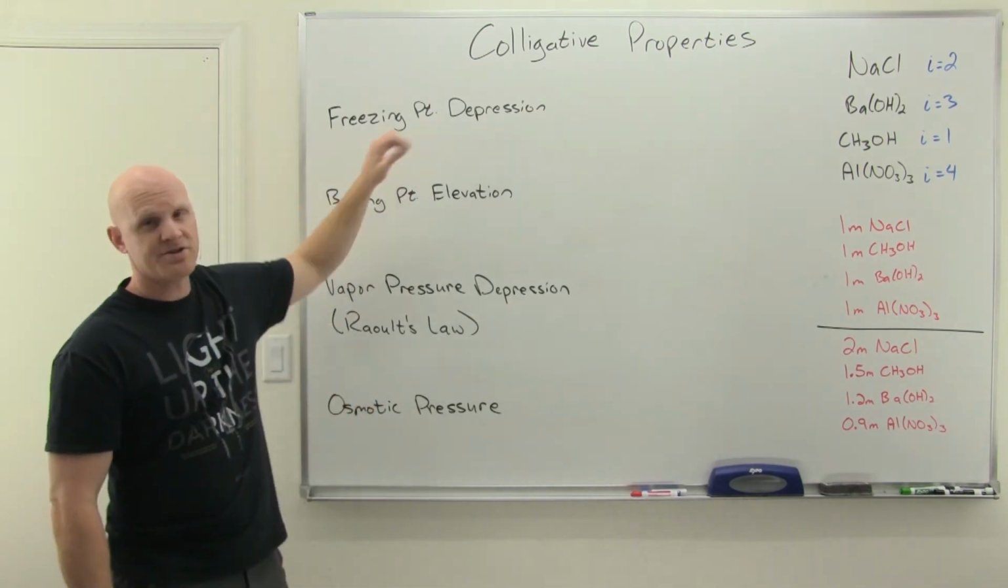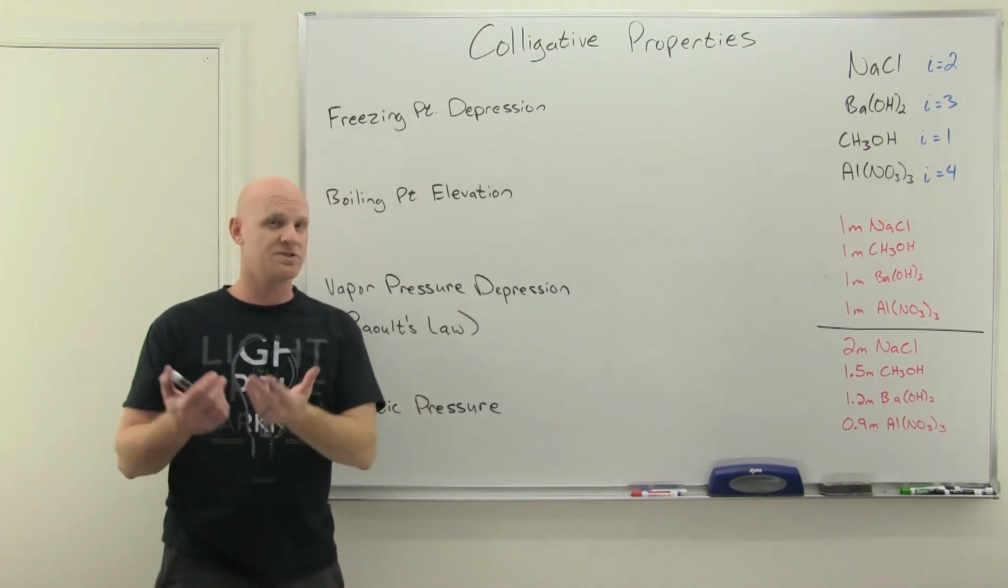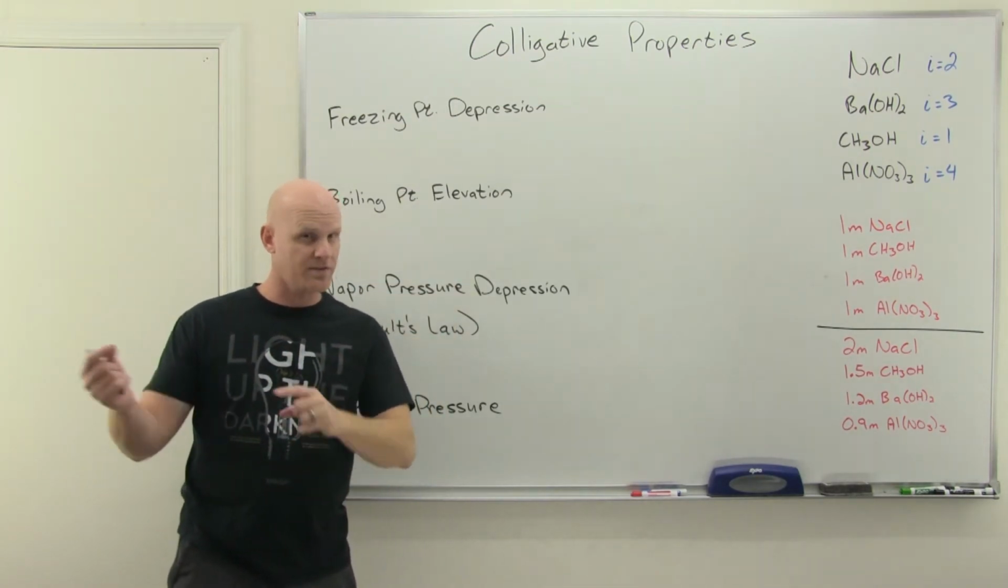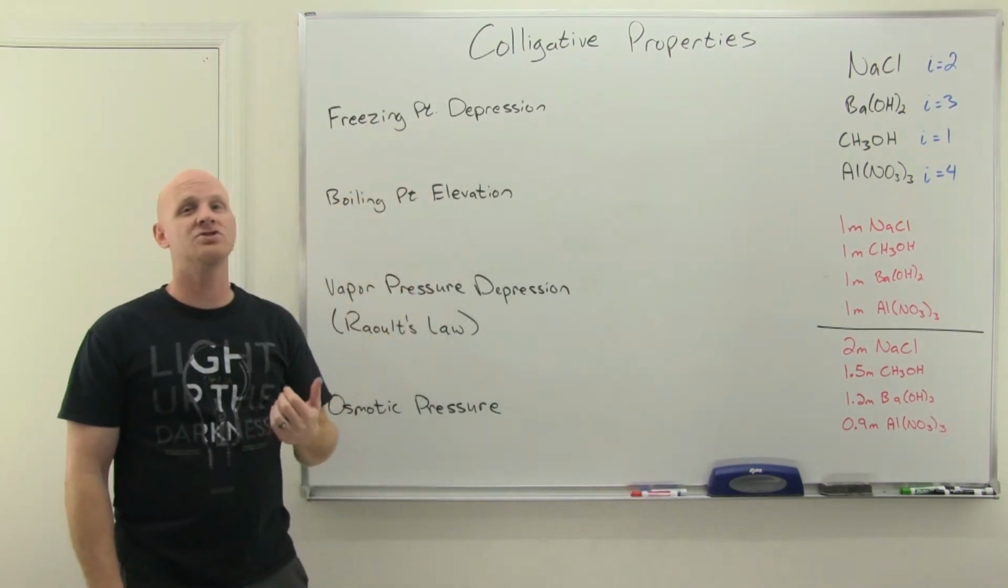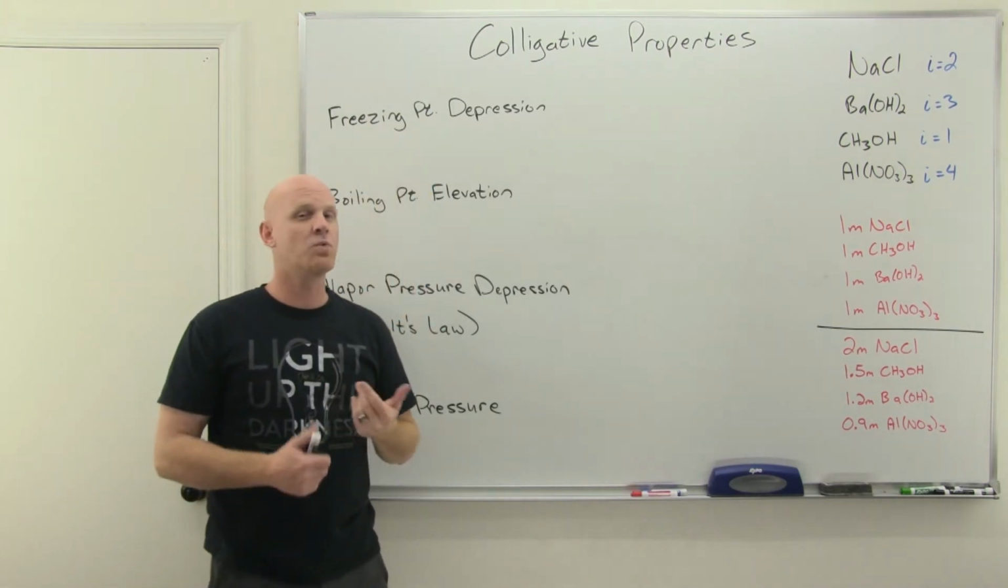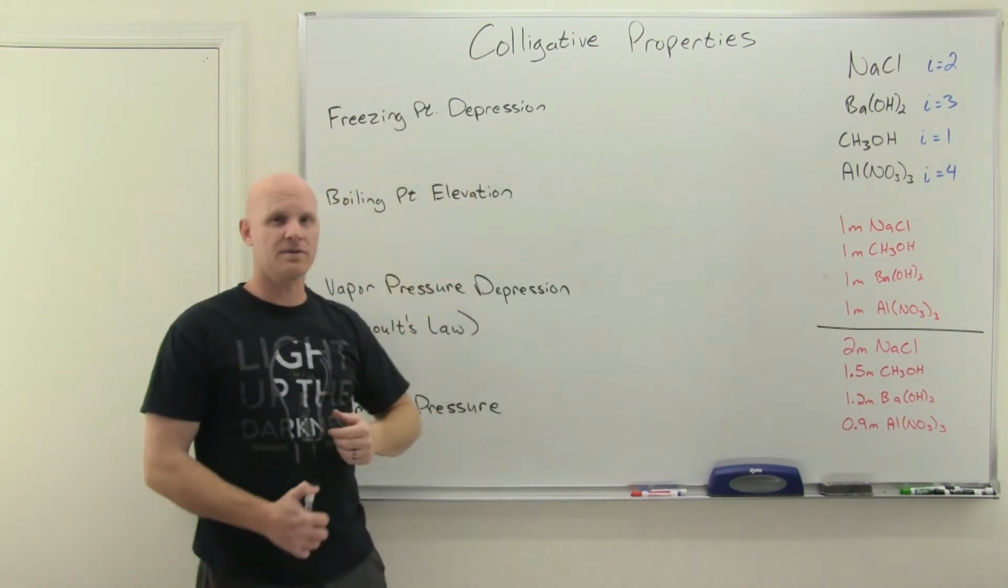So freezing point depression. Depression in this case means it goes down. So freezing points, which keep in mind are the same thing as melting points, just opposite direction on the phase change, go down as you add solute. And again, the more solutes you add, the more they go down. In fact, this is why they salt the roads in cold country.